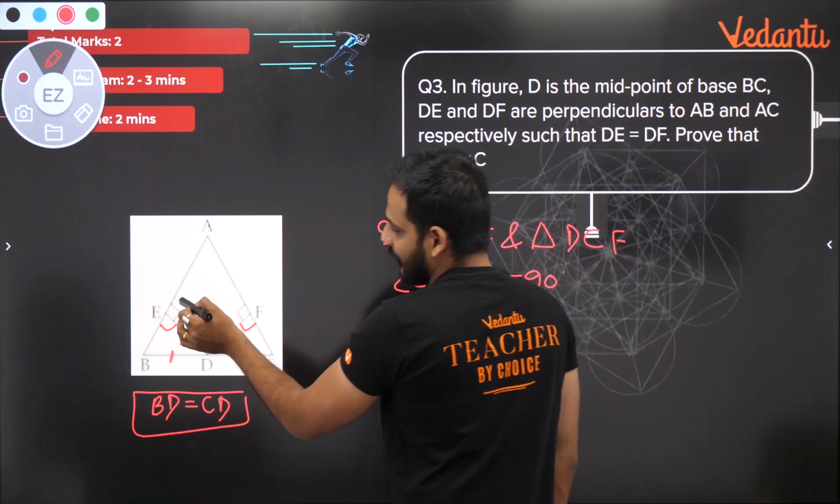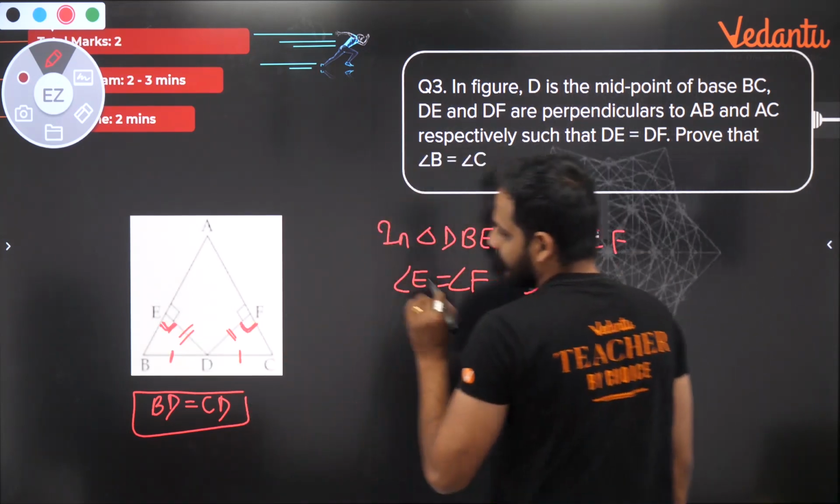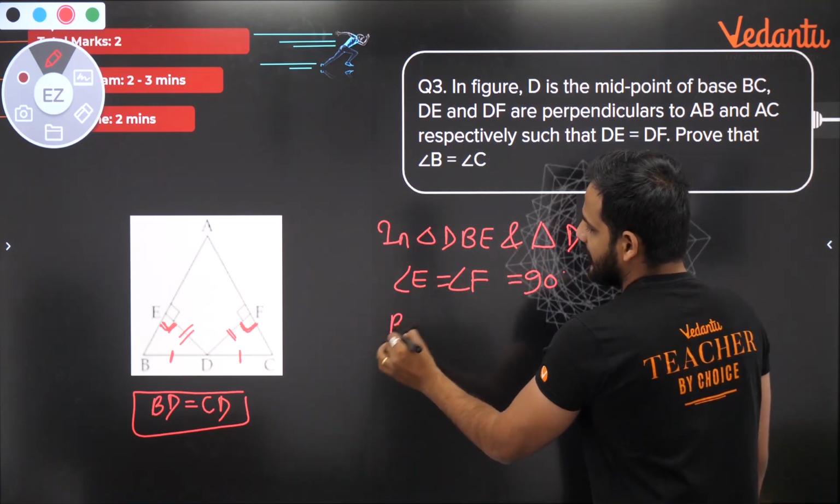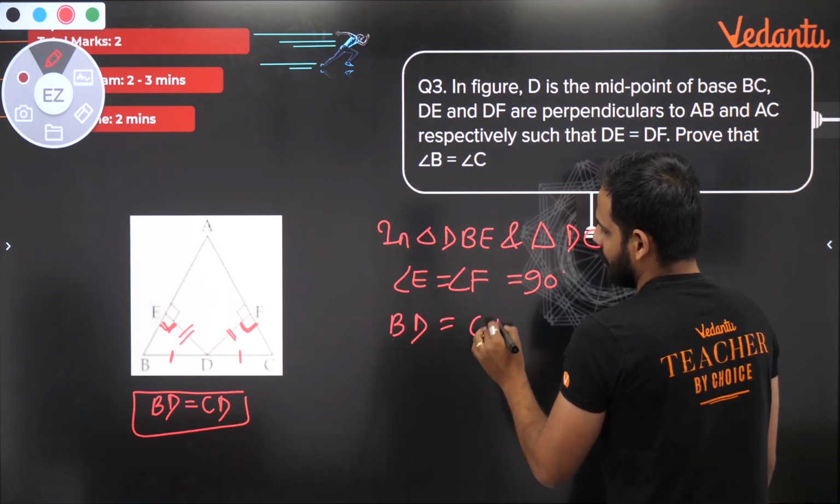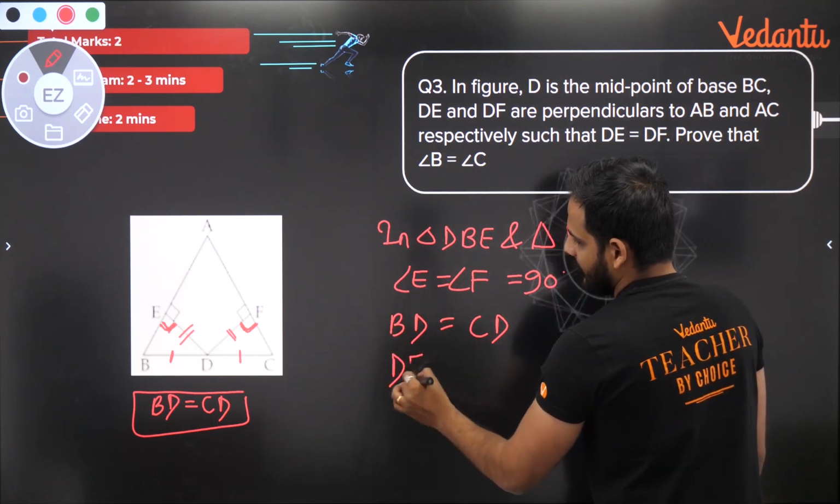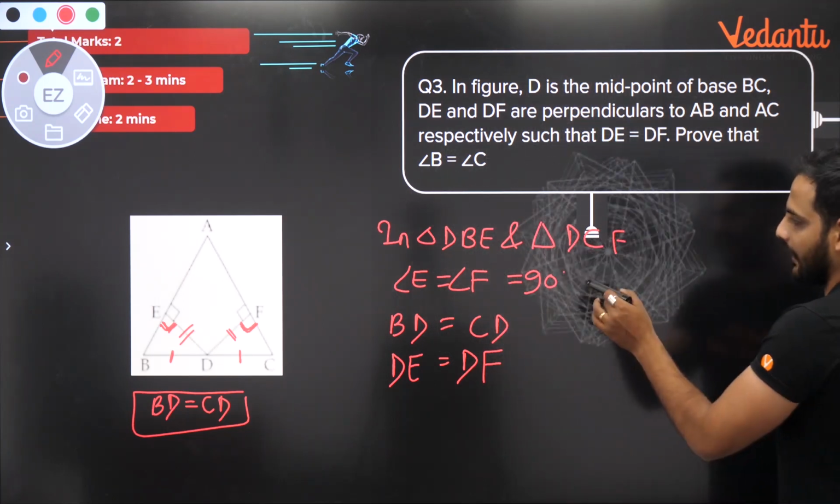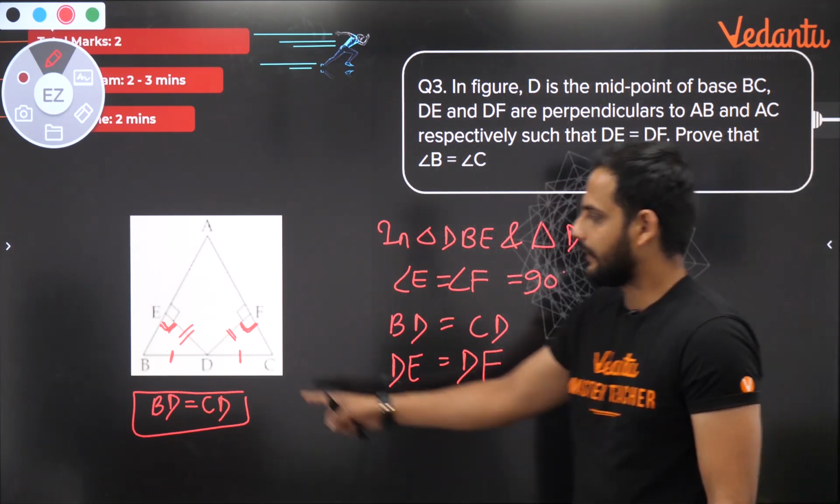I have shown you that if this outer part is 90, the inner part will also be 90 degrees. So both the angles are 90 degrees. Then I can say that BD is equal to CD because D is the midpoint. And then I can say DE is equal to DF. It is given. So you can clearly see, bachcho, it is a right angle.